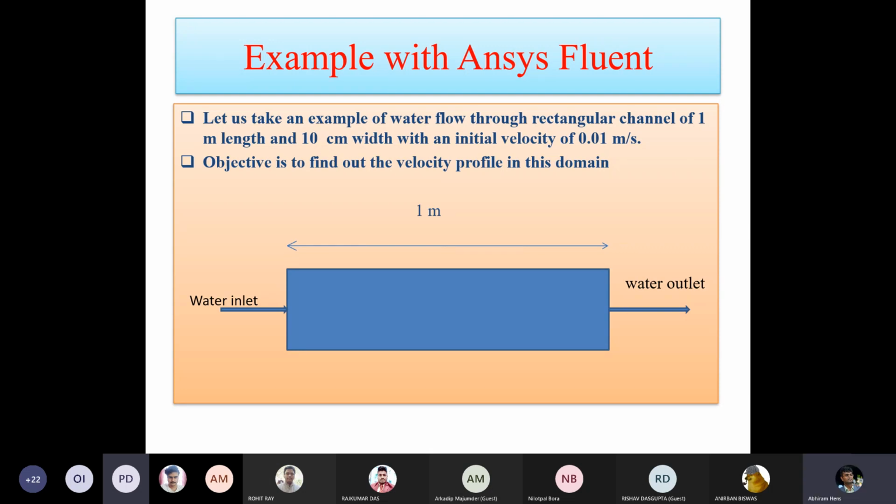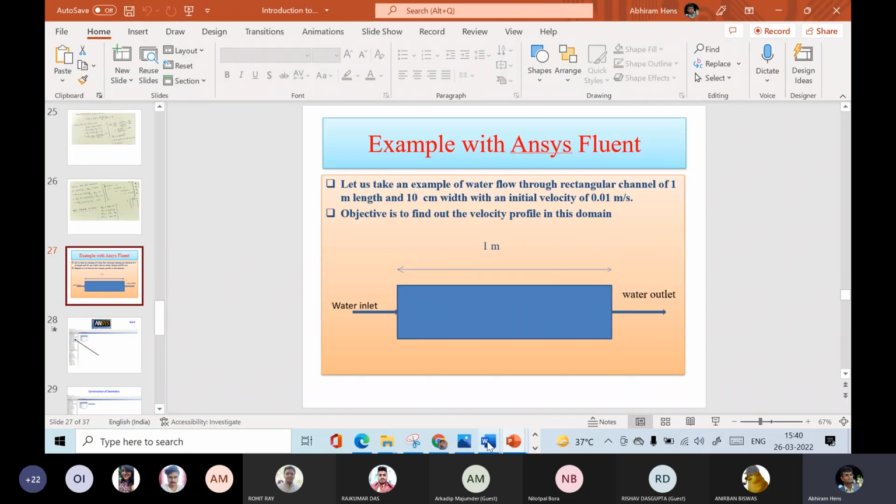First, let us take an example of water flow through a rectangular channel of 1 meter length and 10 centimeter width with an initial velocity of 0.01 meter per second. The objective is to find the velocity profile in this domain. Am I online? Yes, sir.